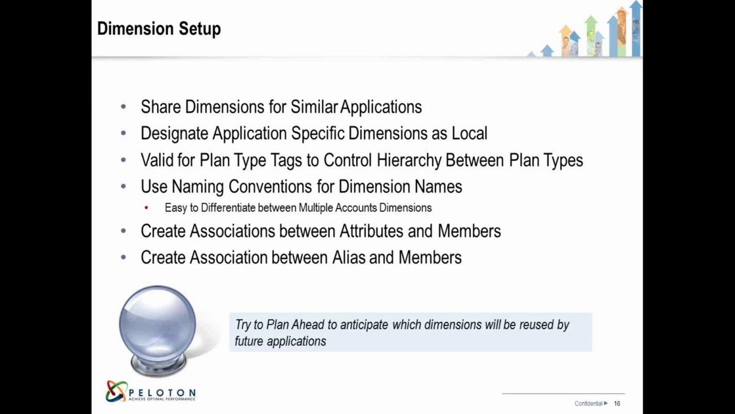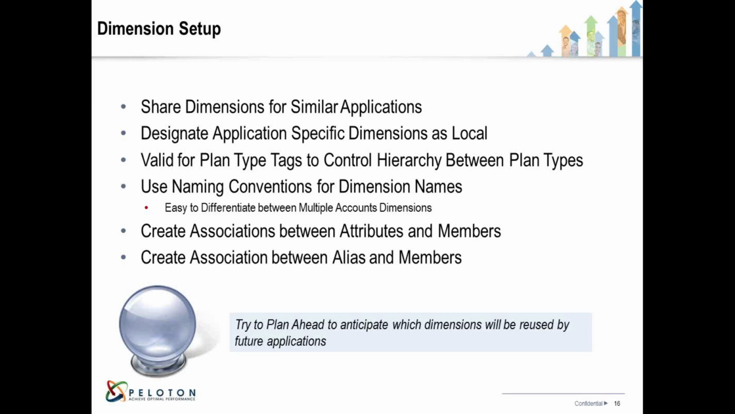Another thing that needs to be done when creating attributes and aliases is that in EPMA you have to create attributes and aliases as separate dimensions and associate them with the hierarchy that they pertain to. So you may be familiar with doing this for attributes, but aliases is another thing that has to be done, where you have to create an alias dimension and associate your alias properties to that dimension.